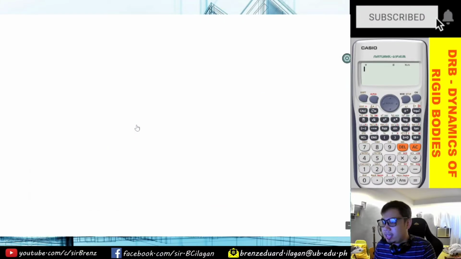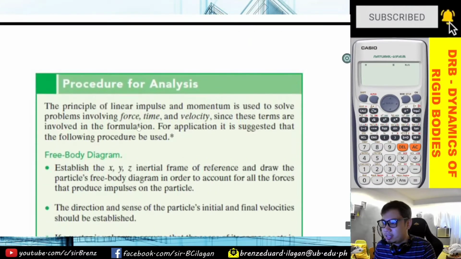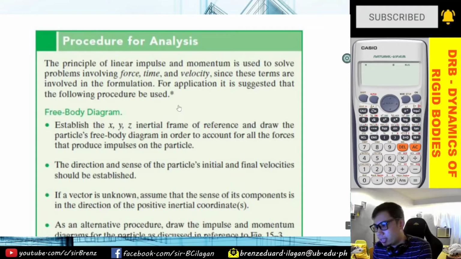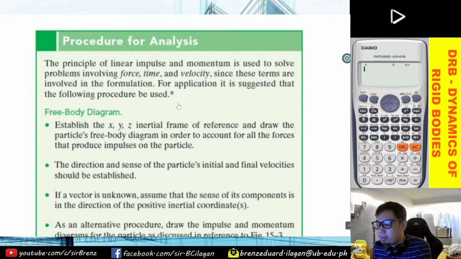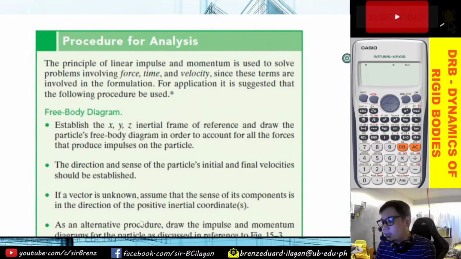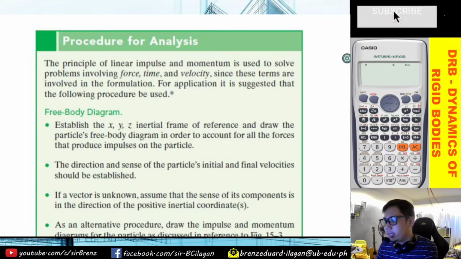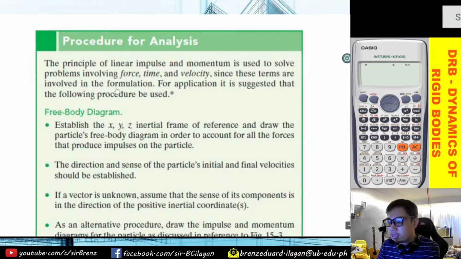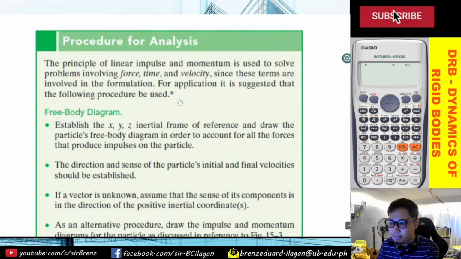Okay, so next slide or next discussion will be for the procedure for analysis. So these are the step-by-step process on how you are going to solve problems for impulse and momentum. Okay, so what are the procedures for analysis? The principle of linear impulse and momentum is used to solve problems which involve force, time, and velocity. So since these terms are involved in the formulation, for application it is suggested that the following procedure be used.